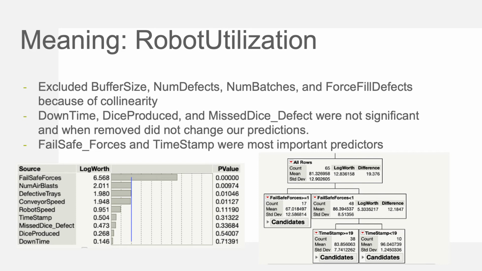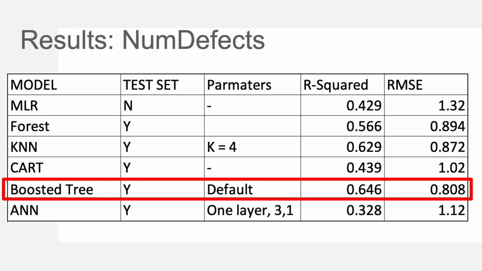So we excluded buffer size, number of defects, number of batches, and force fill defects because those were all collinear. In addition to those, we also ended up excluding downtime, dice produced, and missed dice defects because they weren't significant when we ran MLR, and when we removed them, it didn't change our CART predictions. And then when we looked at our CART predictions, we found that the first 2 splitters were failsafe forces and timestamp. So those were the most significant.